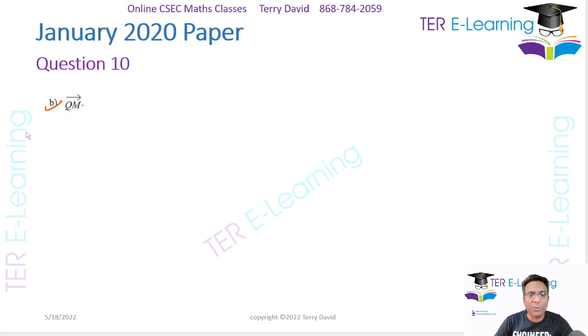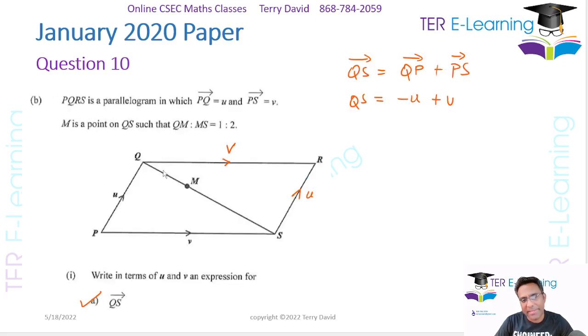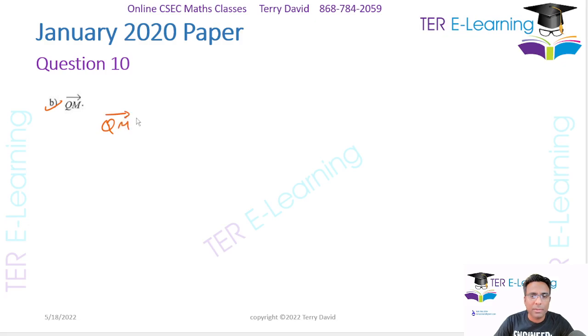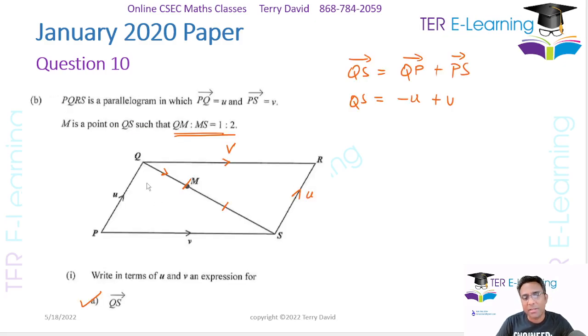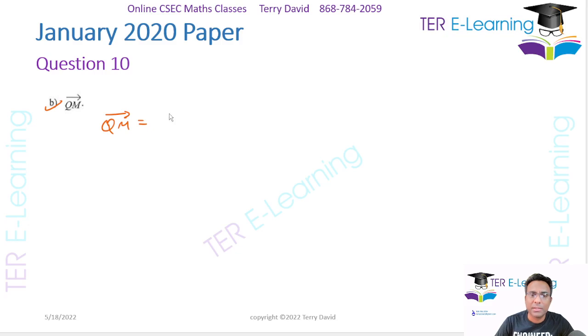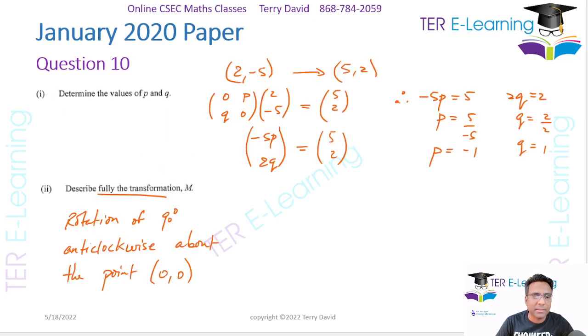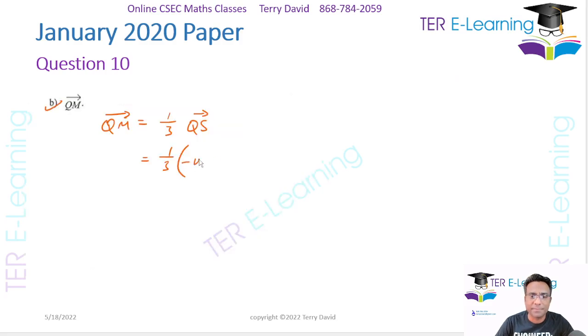In part B, they want to know what is QM. QM is this vector here. Now, the point M is such that you're dividing a line, so this here is one part, and this here is going to be two parts. I'm only saying that because of the ratio that they gave me here. You want to figure out QM, and you already know QS. So QM is actually one third of QS. So this is going to be one third open brackets, minus U plus V. Therefore QM is minus one third U plus one third V. Right, so that is QM.